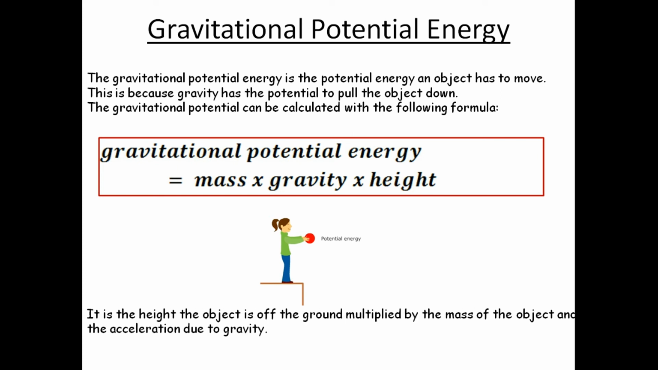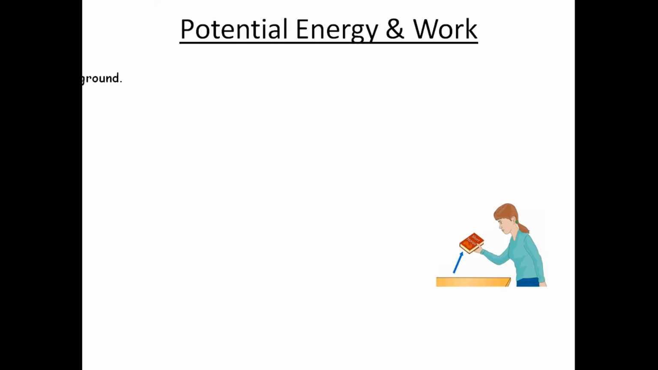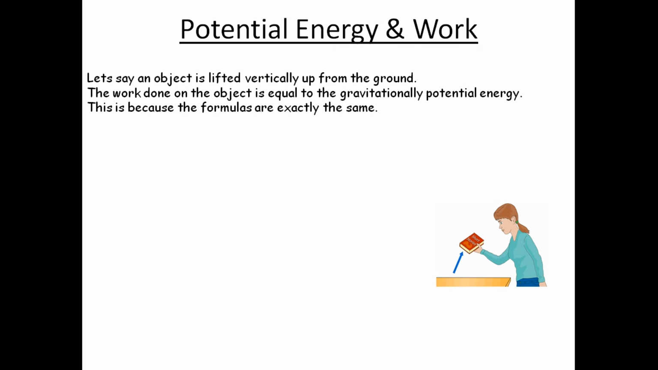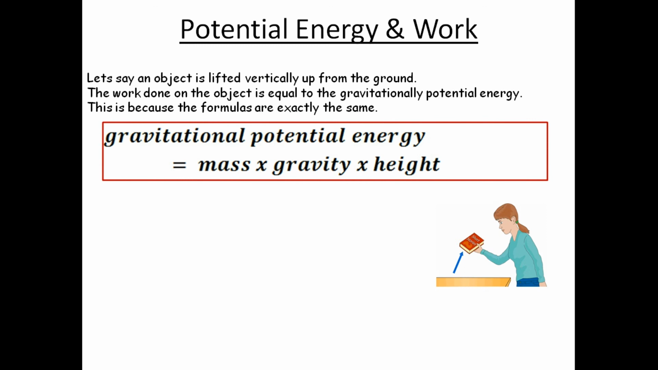It is the height the object is off the ground multiplied by the mass of the object and the acceleration due to gravity. In other words, it is the height multiplied by the object's weight. Let's say an object is lifted vertically up from the ground. The work done on the object is equal to the gravitational potential energy. This is because the formulas are exactly the same.